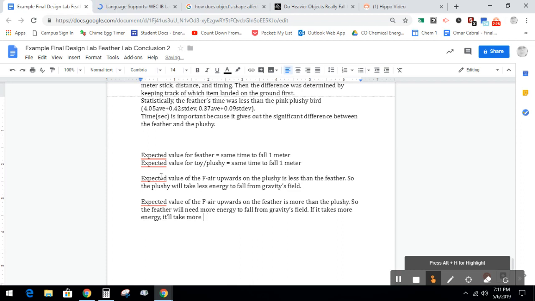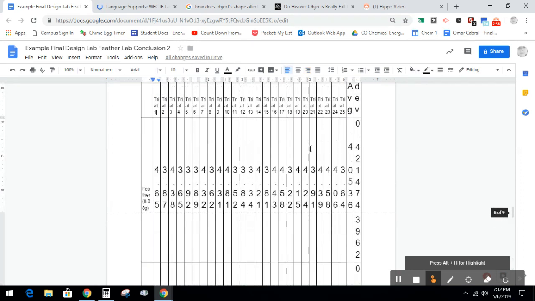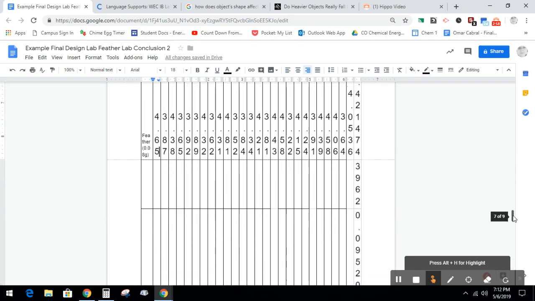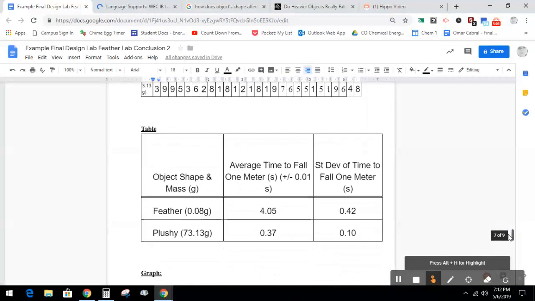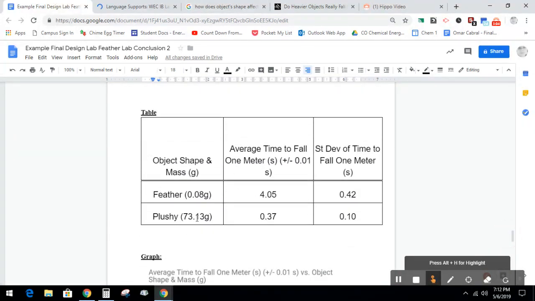Turns out that these students also thought that the feather would fall slower than the toy. Right? Now, one of the problems with this lab is they have too many variables. It is not a valid lab. Right? They are changing two things so far. They are changing the object's shape and the object's mass.